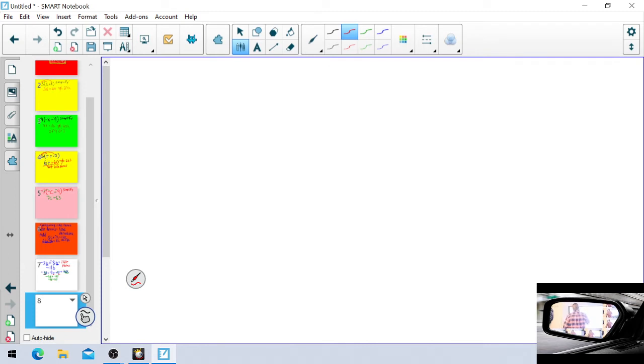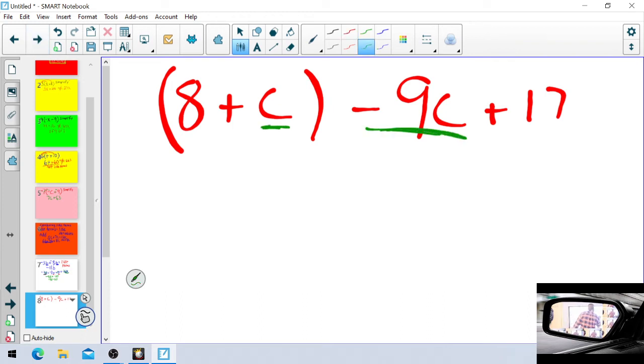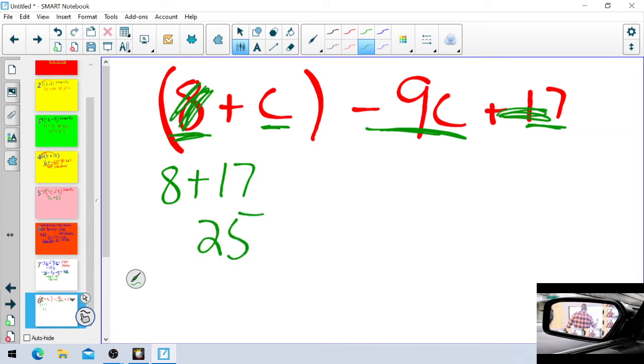I'm throwing a curveball at you guys now. 8 plus C minus 9C plus 17. You can only combine like terms. That's right. And so, these two are alike, and the 8 and the 17, those are alike. So let's do this first. Do 8 plus 17, that's 25. So get rid of those. And then y'all see that C minus 9C? How would you do that? Keep, flip, change. That'd be negative 8C. That's your answer. Or you can do 25 plus.